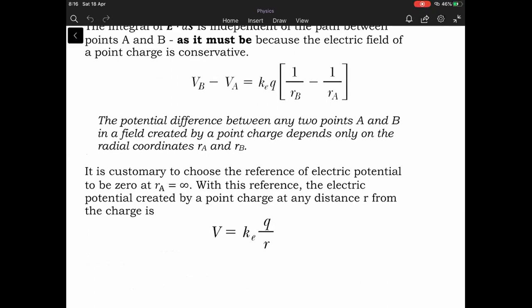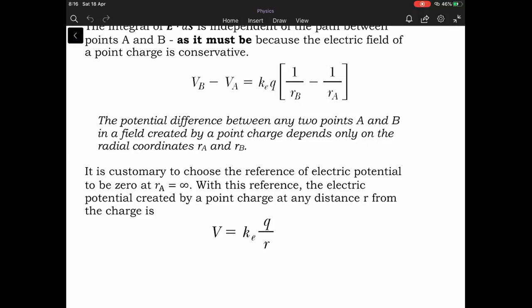The system always tries to configure itself in the least potential energy. So two oppositely charged bodies will try to come as close as possible, thereby reducing the potential energy of the system to be negative. If both charges are positive, they will repel each other and separate up to infinity.